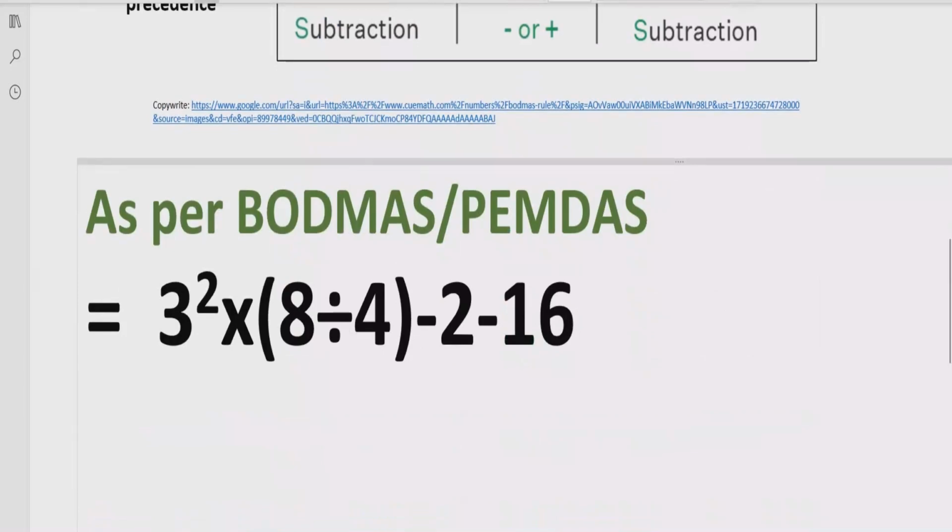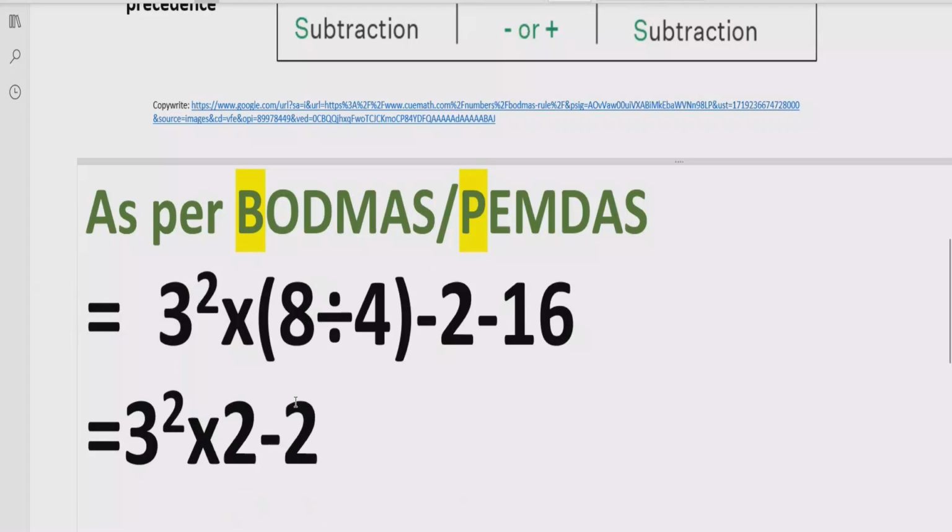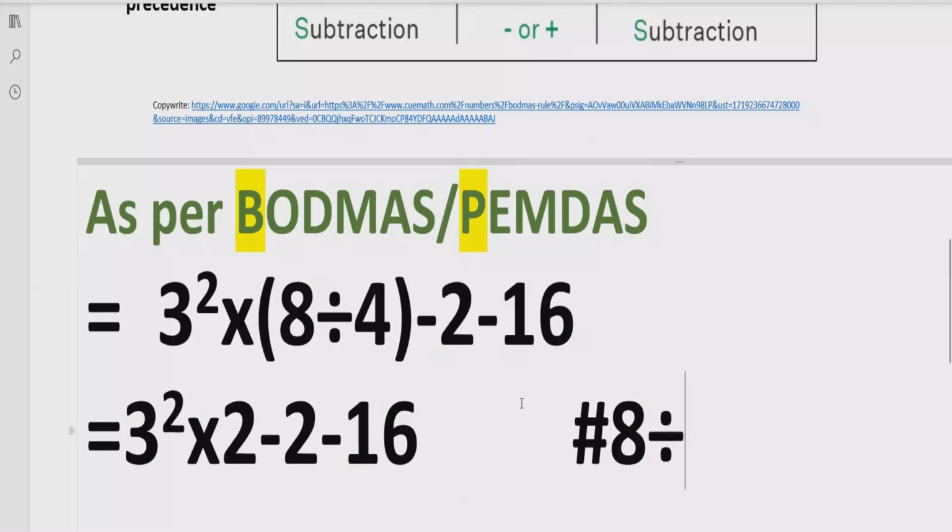According to the BODMAS and PEMDAS rule, first of all, we have to solve the bracket or you can say parenthesis. So what we will do, we will write this part as it is and divide it, 8 divided by 4 equals 2. We will write as it is. And minus 2 and minus 16, we will write as it is. And here we have to give the reference, 8 divided by 4 equals 2. Okay.